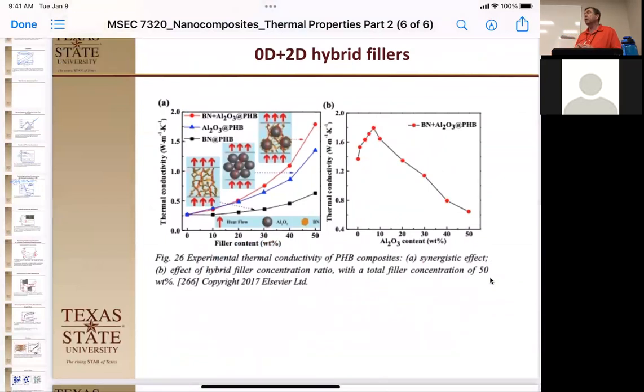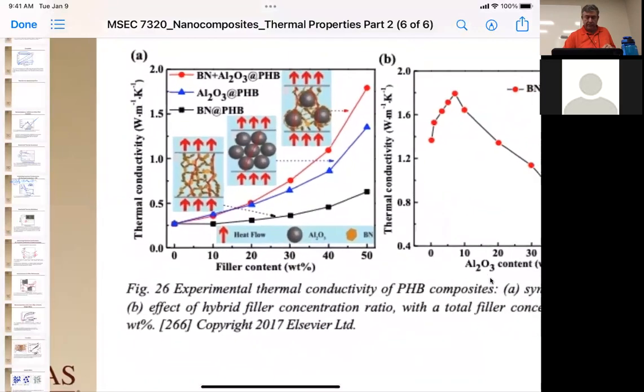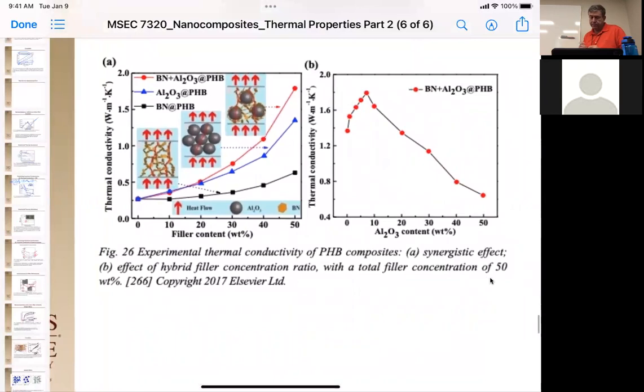0D2D filler would be more like the spheres and graphene. So in this case here, we're looking at different filler contents, and they're using boron nitride, and they're using aluminum oxide. And in this one, the aluminum oxide is the 2D material. It's aluminum oxide. No, the boron nitride is the 2D material, sorry. Hexagonal boron nitride is the 2D material. And then aluminum oxide is the 0D material.